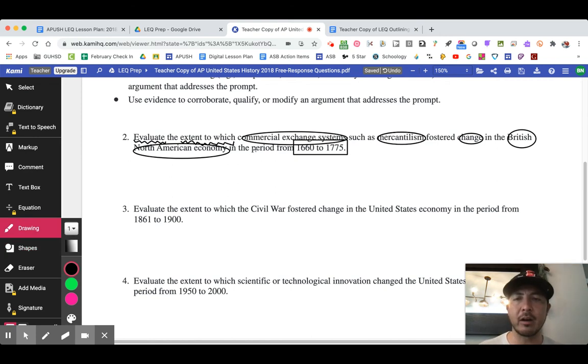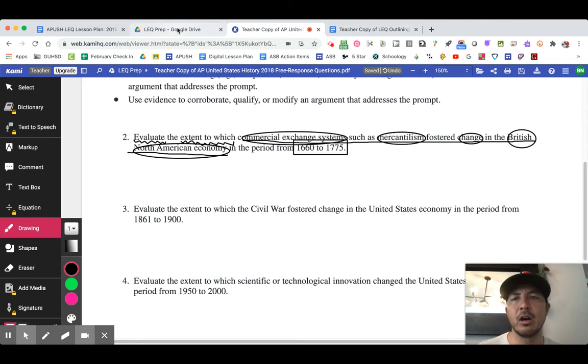I'm going to come back over here. I really need to make sure I know how much, so I need to test and talk about how much the commercial exchange systems, specifically mercantilism, fostered change in the British North American economy. When I see the word change, I kind of hear the word effect, right? So my brain is now thinking it's going to be causation. How did mercantilism affect the British economy?